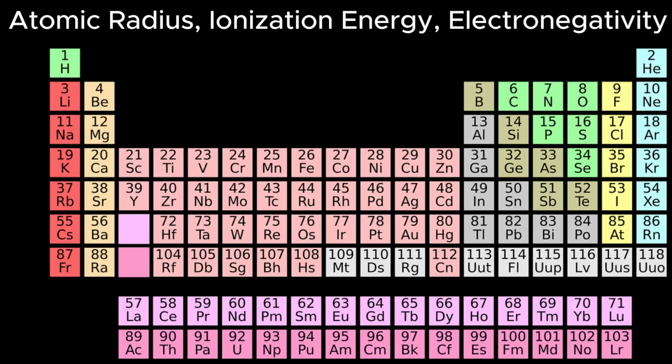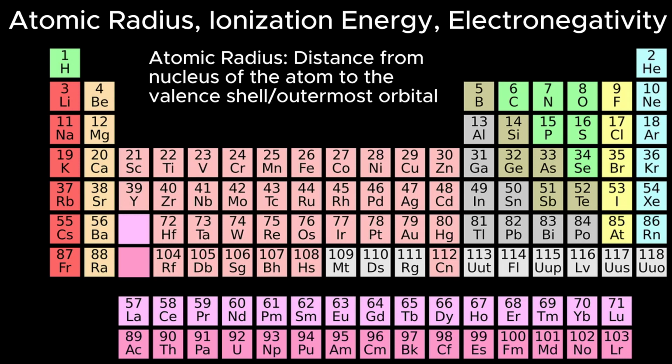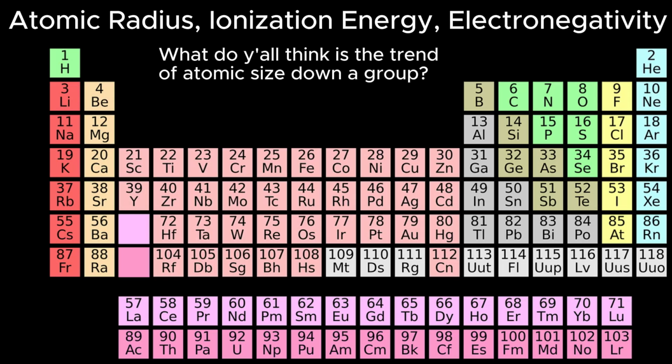So, atomic radius is just the distance between the nucleus of the atom and its valence shell, the outermost electron shell. So, what do you think the trend is down a group? A group is just a vertical column in the periodic table. For example, group 1 is hydrogen, lithium, sodium, potassium. What do you think the trend is? Do you think atomic size gets bigger or smaller? I'll give you a moment.